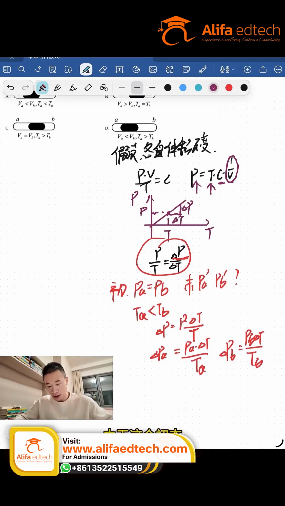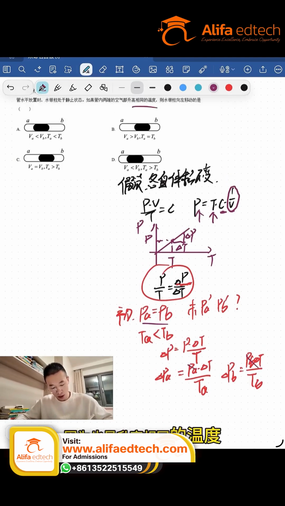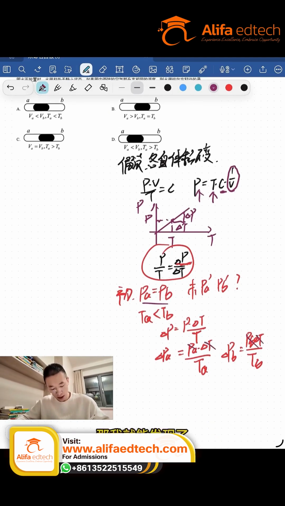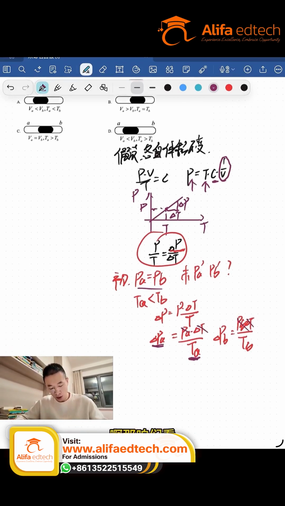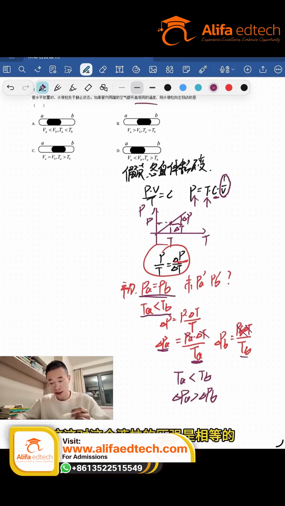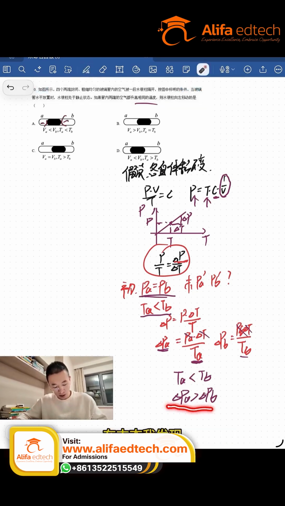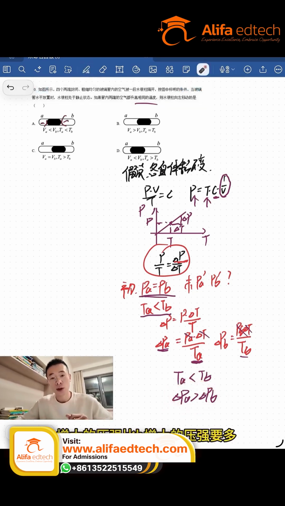Now let's see, since the initial pressures on both sides, A and B, are the same, I don't need to worry about that. And since the temperature increase is also the same, I don't need to worry about delta T either. So I can see that whichever side has a higher initial temperature, its pressure change will be smaller. Now, since the initial temperature TA is less than TB, delta PA must be greater than the change in PB. So at the start, the pressure on both sides is equal. Looking at option A at the end, the increase in pressure for A is greater than the increase in pressure for B.